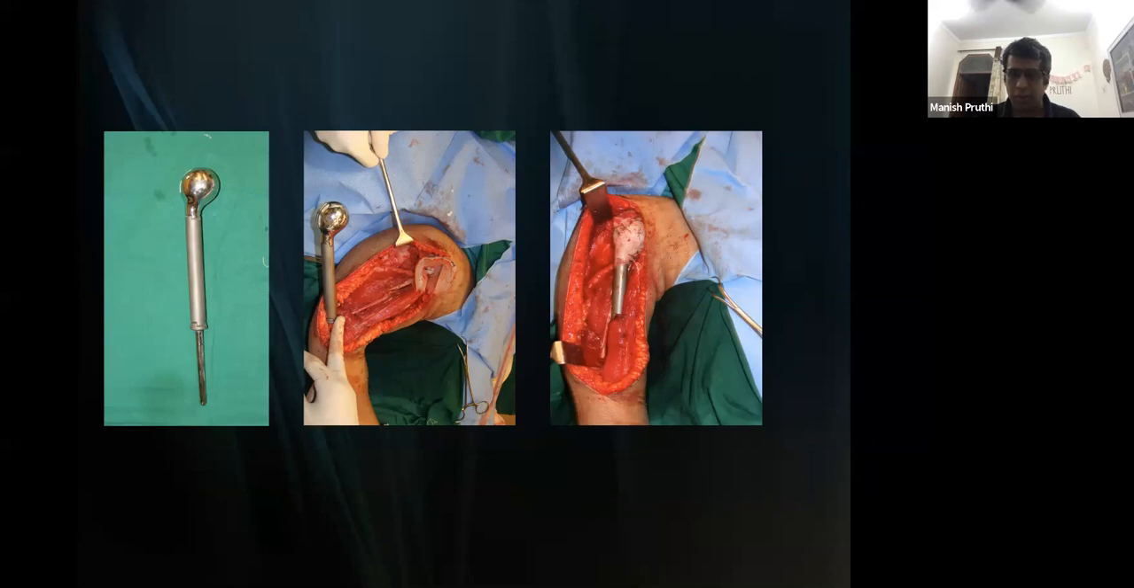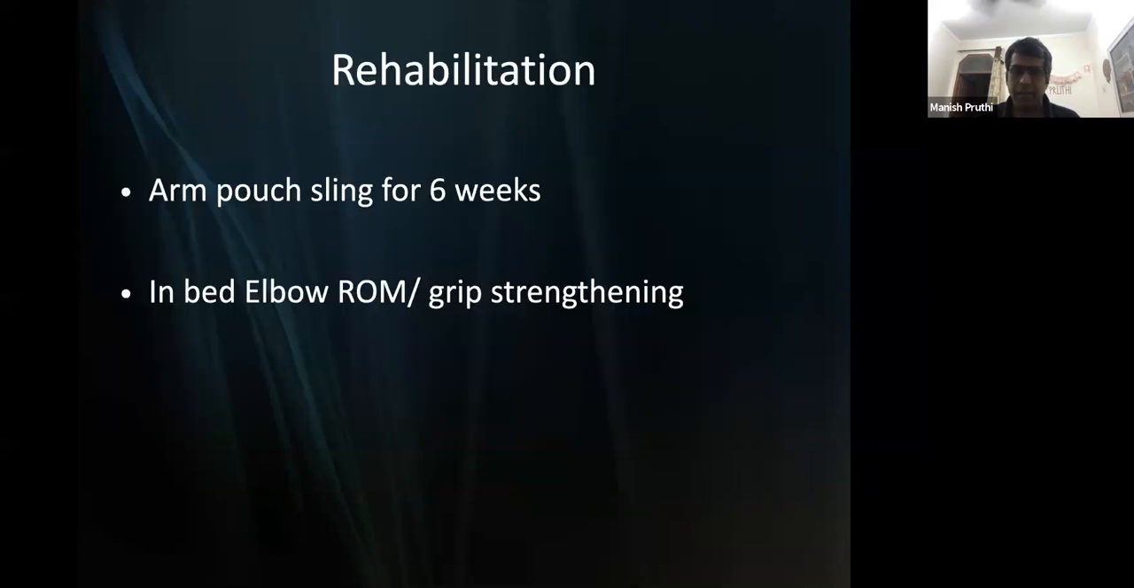And that is how the rehabilitation is decided. The rehabilitation is keeping the patient in an arm pouch sling for 6 weeks, because that is the time you usually require for a mesh to get fibrosis and give a stable shoulder. We can start elbow range of movements in bed and grip strengthening immediately after surgery, but not range of movement in standing or sitting position, because that strains our proximal reconstruction. So our aim is to get good stability at the shoulder, and only then can we ask the patient to go out of the sling.